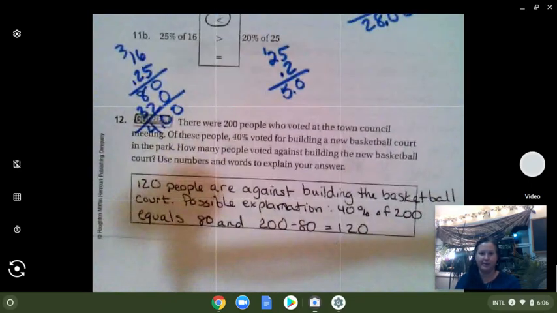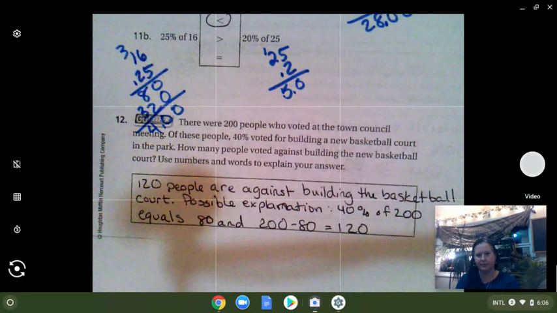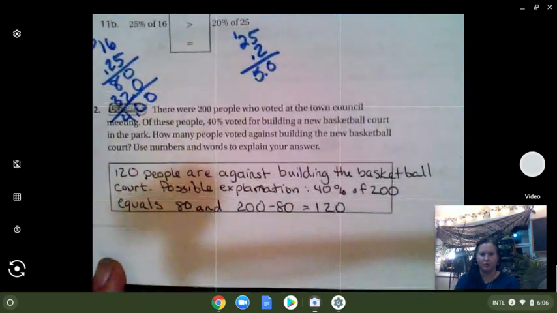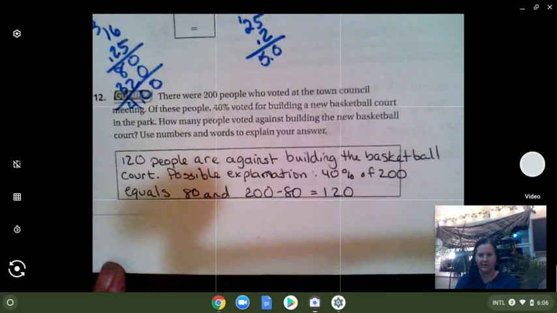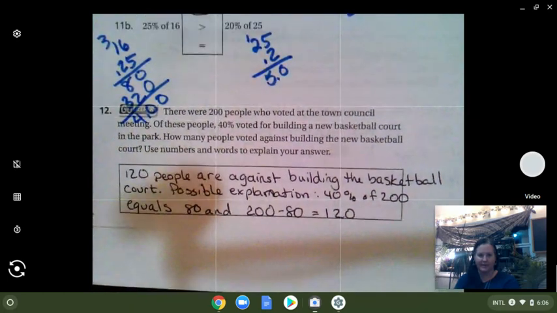Okay, there were 200 people who voted at the town council meeting. Of these people, 40% voted for building a new basketball court in the park. How many people voted against building a new basketball court? Use numbers and words to explain your answer. So 120 people are against building the basketball court. A possible explanation would be that 40% of 200 equals 80. So 200 minus those 80 people would give us 120 people who were against the basketball court.